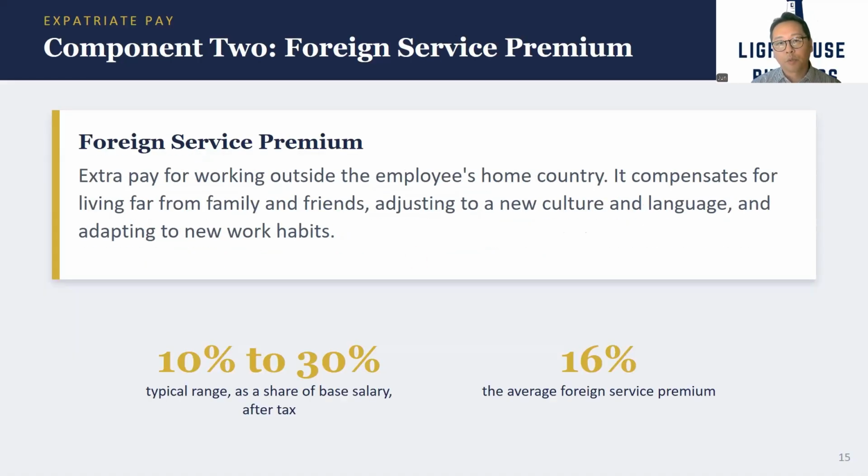The second component is the foreign service premium. This is extra pay the expatriate receives simply for accepting a foreign posting. It's meant as an inducement to accept the assignment in the first place. It compensates the employee for having to live in an unfamiliar country, often far away from family and friends, for having to navigate a new culture, language, and for having to adapt to unfamiliar work habits and practices.